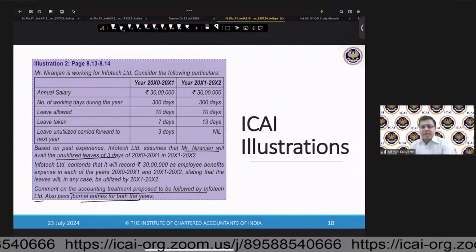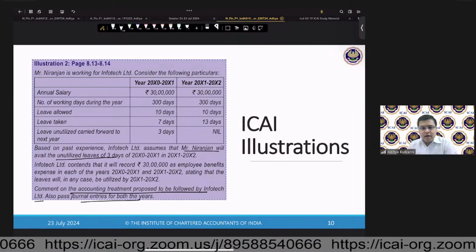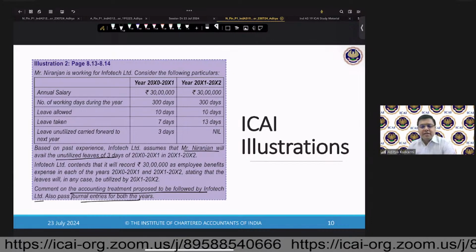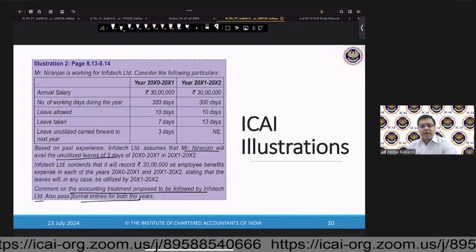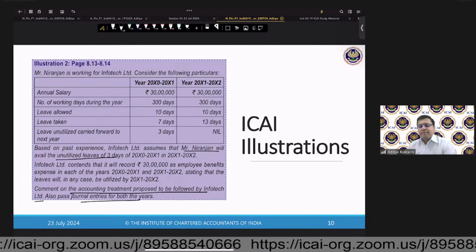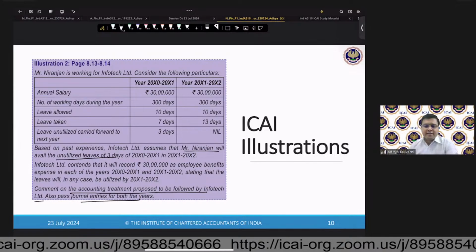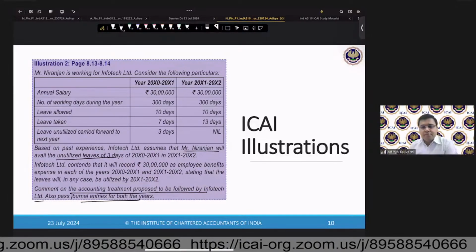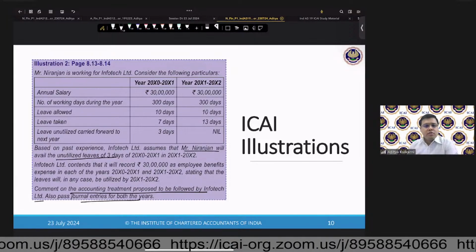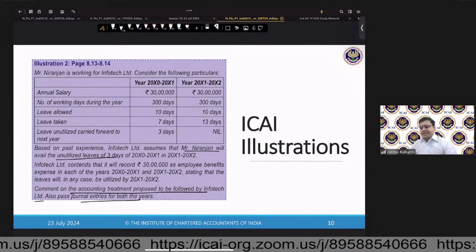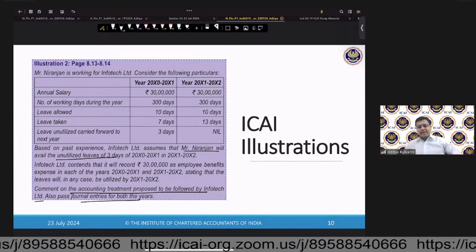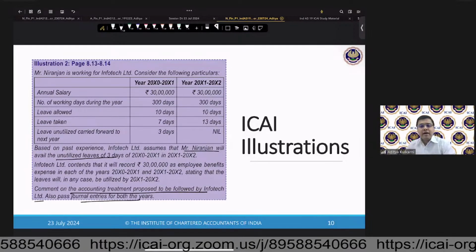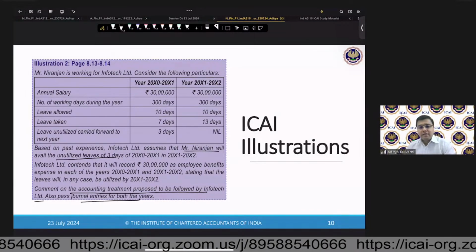What is it? Is it accumulating? Is it non-accumulating? If it is accumulating, is it vesting or non-vesting? That's right. It is accumulating non-vesting because against a leave, you are not getting cash. You are able to carry it forward to the subsequent period.